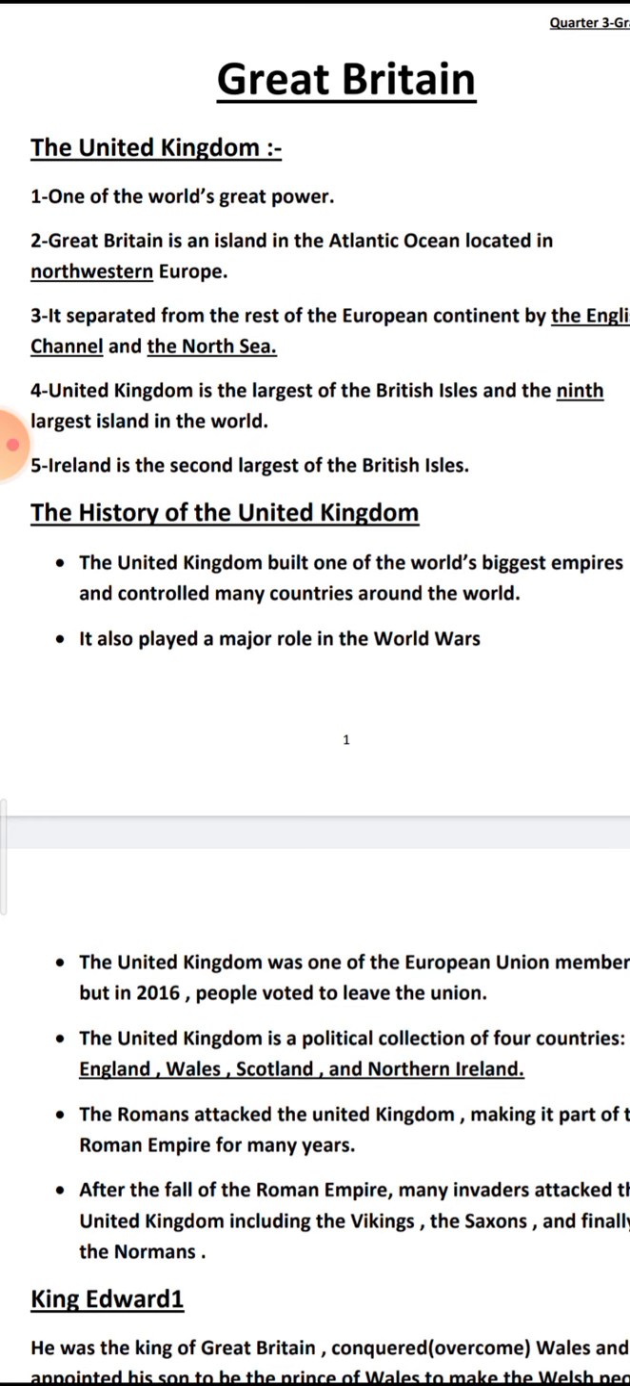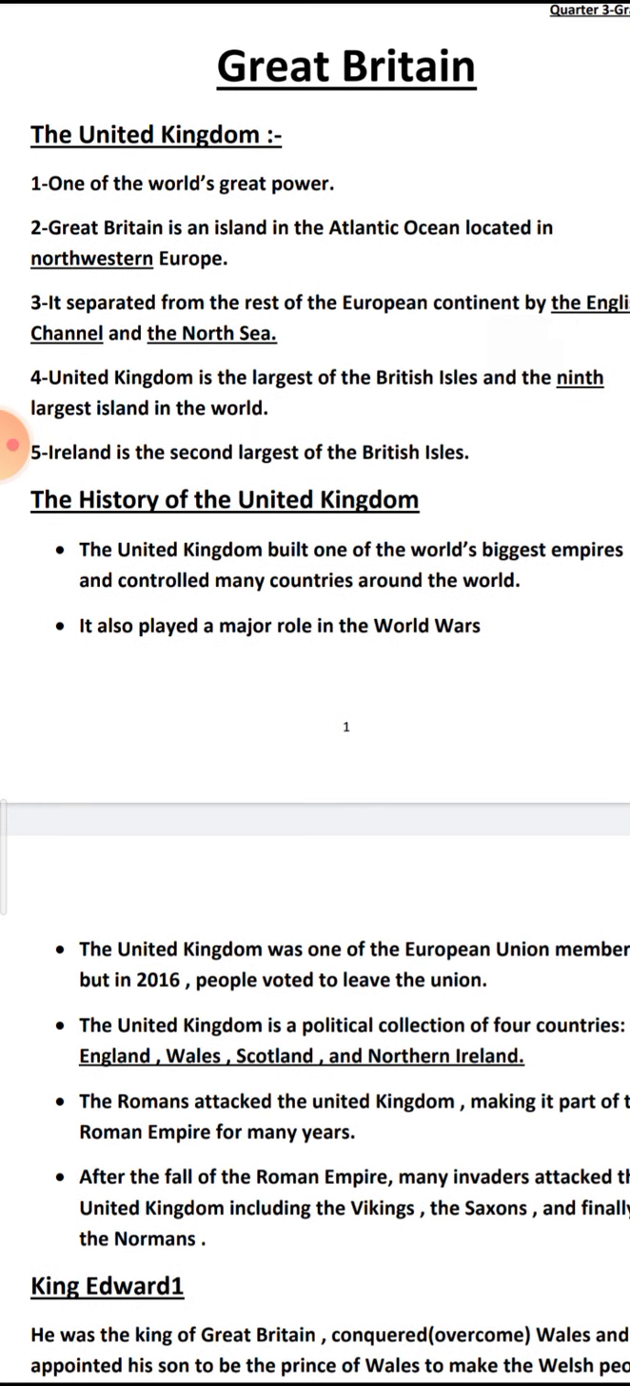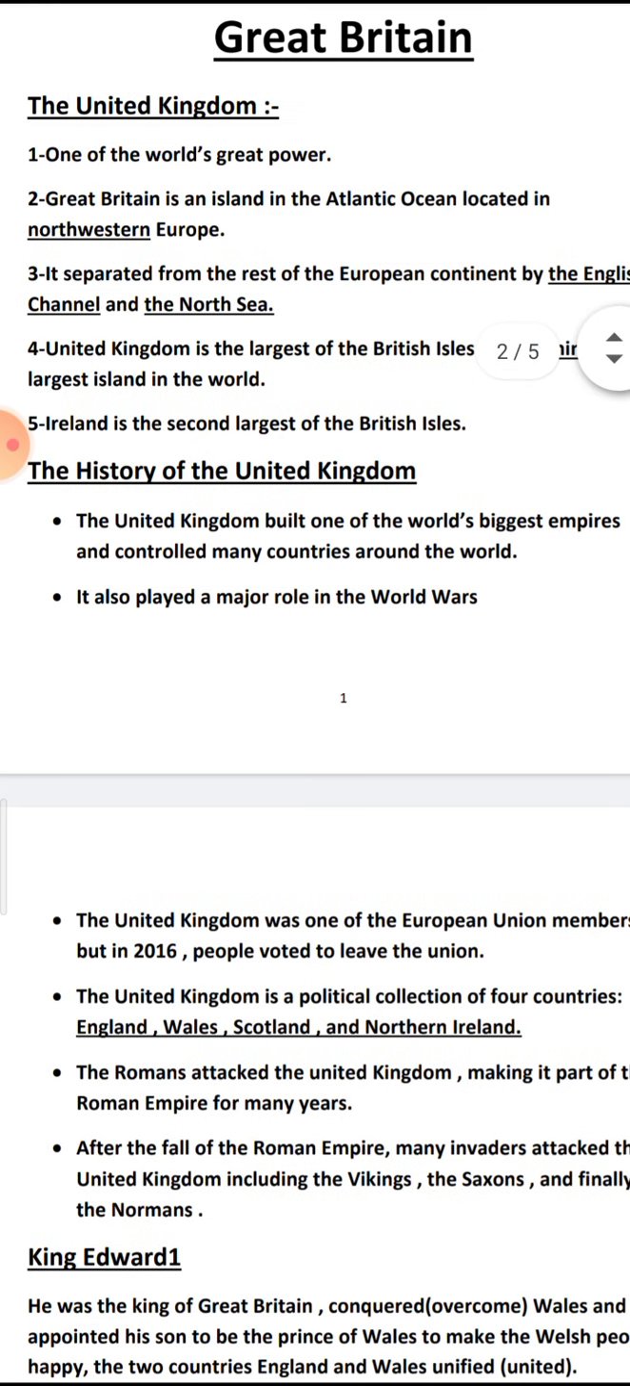Great Britain is separated from the rest of the European continent. By what? By the English Channel and the North Sea. English Channel, like what in Egypt? Like the Suez Canal.